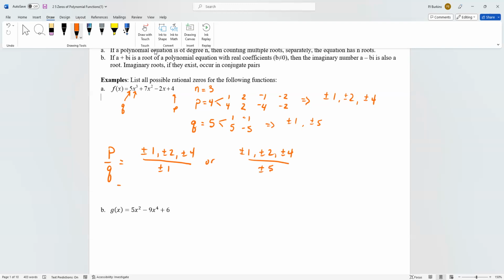Okay? Now, if we look at each one of these separately, we're going to get plus and minus divided by plus and minus, which by the way just returns plus and minus. So we get plus and minus 1 divided by 1. That's plus and minus 1. 2 divided by 1, so we get back 2. And then 4 divided by 1, so we get plus and minus 4. Over here, we get 1 divided by 5, plus and minus 1/5. 2 divided by 5, or 4 divided by 5.